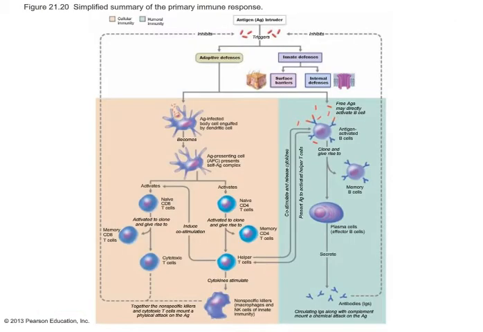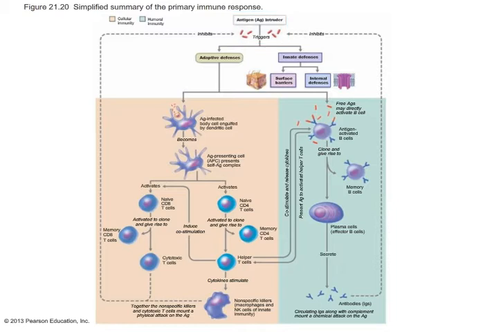So figure 21-20 on page 791 of your textbook gives a good overview of how both cellular immunity and humoral immunity works in the body. So cellular immunity is on your left-hand side, and humoral immunity is on your right-hand side. So let's take a look at step one. We have an antigen that enters the body, and we're going to follow what happens at first with our T cells.